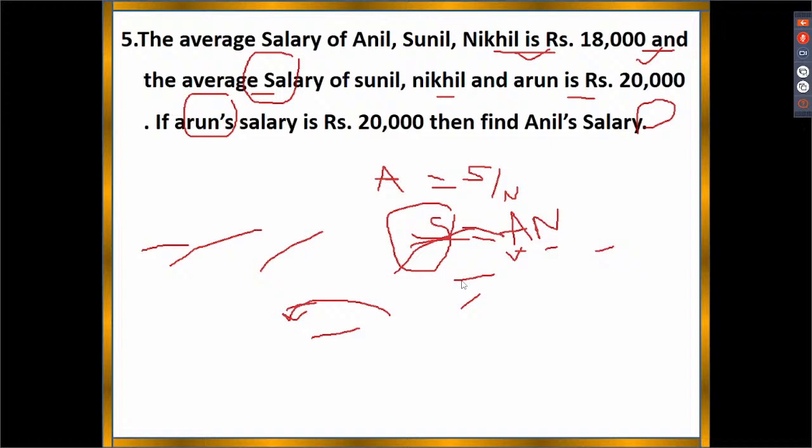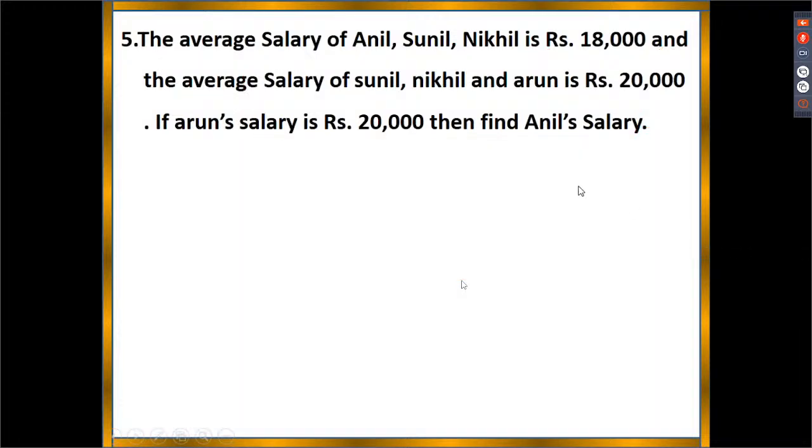The average salary of, same model, the average salary of Anil, Sunil, and Nikhil is 18,000 rupees. If anyone is not getting it, please post your doubt in the question box. And the average salary of Sunil, Nikhil and Arun is 20,000 rupees. If Arun's salary is 20,000, then find Anil's salary.